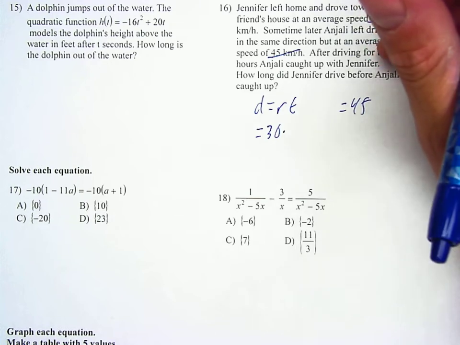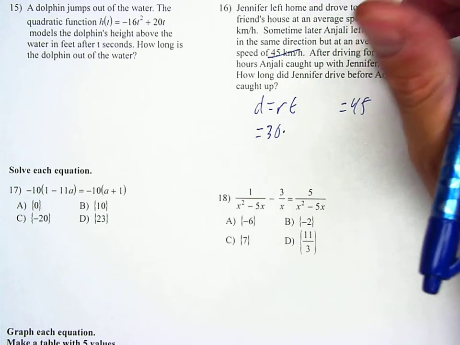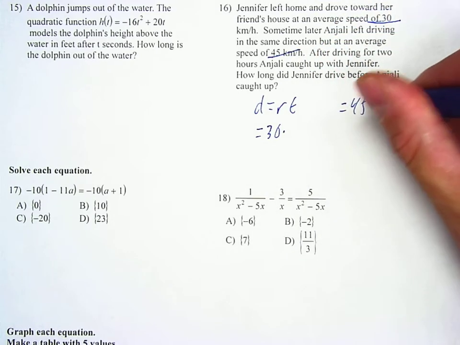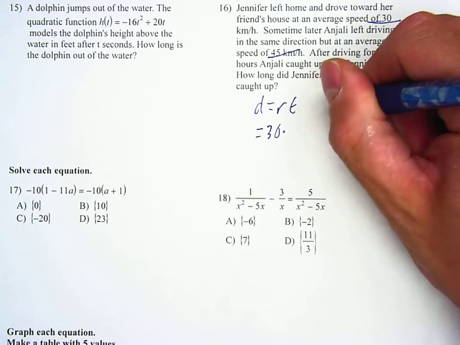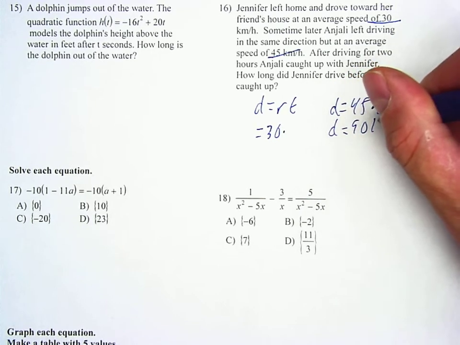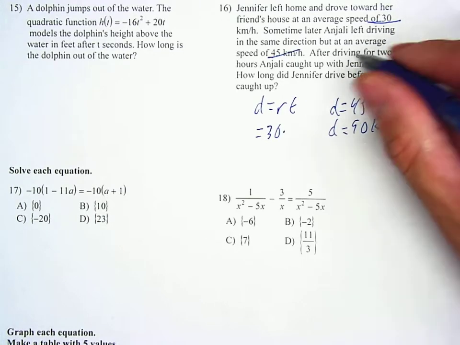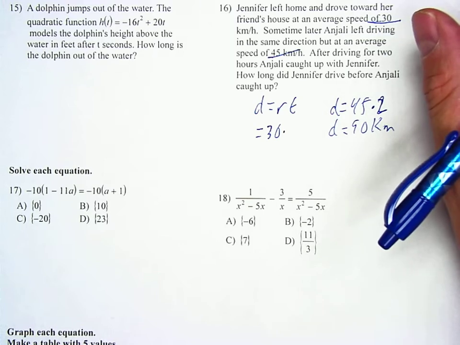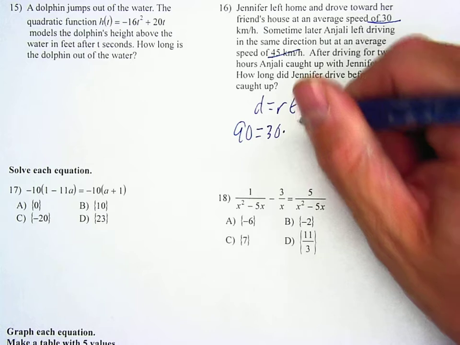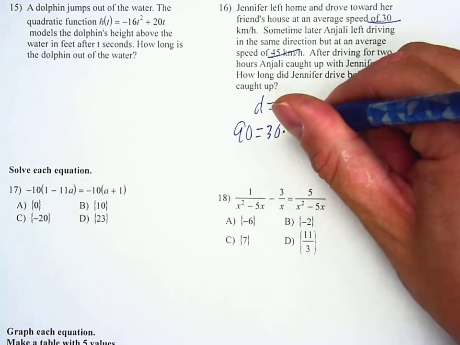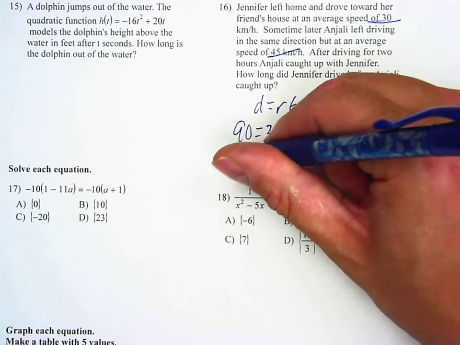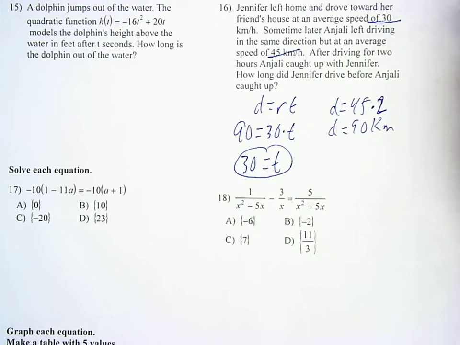After driving for 2 hours, Angeli, this is how long she drove, caught up with Jennifer. So Angeli drove for 2 hours. So this is Angeli's distance. She drove for 90 kilometers, 45 times 2 hours. How long did Jennifer drive? So now I'm going to take this 90 kilometers and say, well, that's how far Jennifer drove. How much time did she use? Well, she used 3 hours. D is equal to RT.